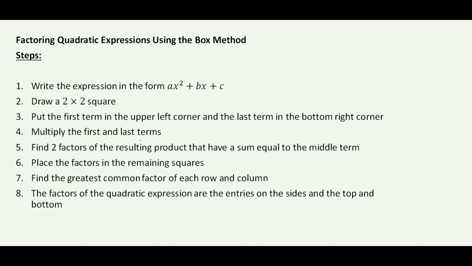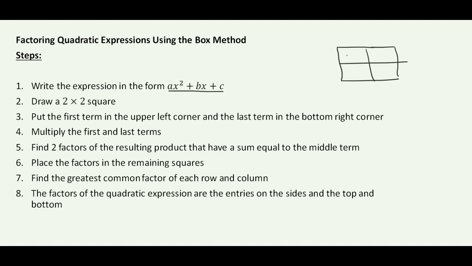Now we're going to look at the steps. The first thing you want to do is write the expression in the standard form, ax squared plus bx plus c. And we're going to draw a 2 by 2 square. And we put the first term in the upper left corner. So let's look at a 2 by 2 square, something that looks like this.